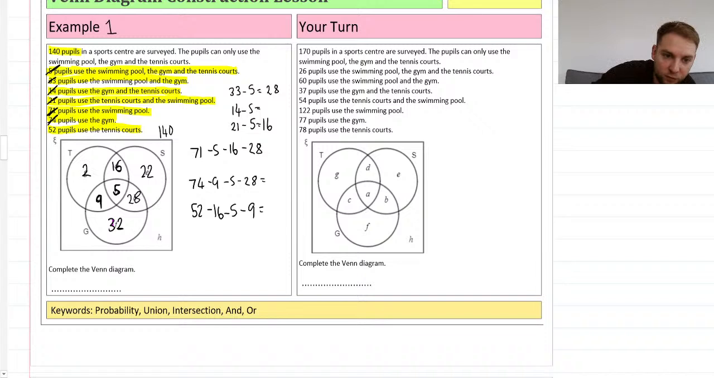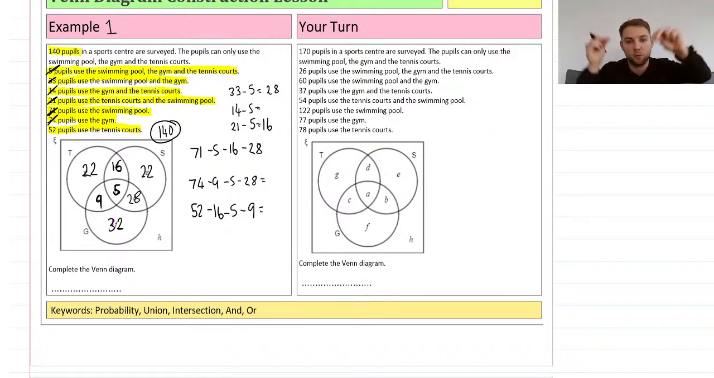Now, we've filled in all of our circles, but there's one more area we need to fill in, which is this outside area here. Okay? Now, to fill in the outside area, we know that the total is 140. So we started in the middle, we focused on those ones which have got 2 in, then we worked our way out and worked on everything else, and now we've just got to work our way all the way out.